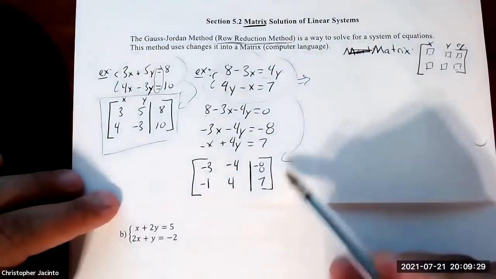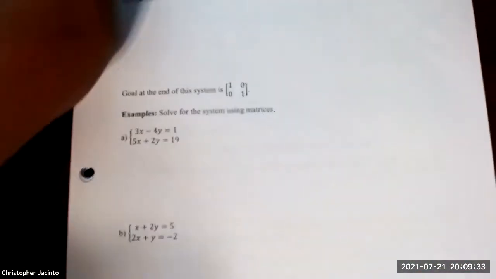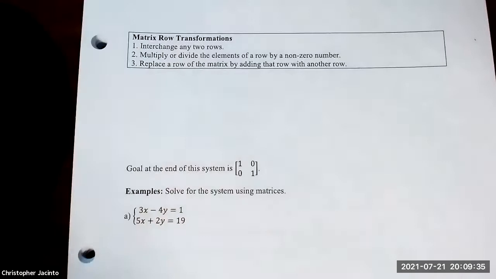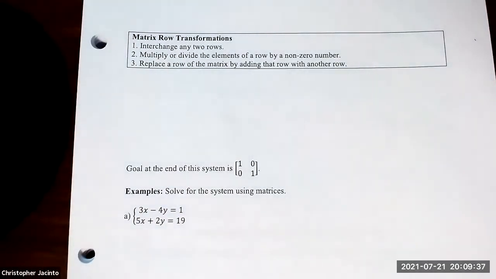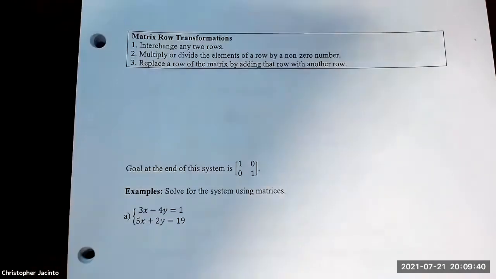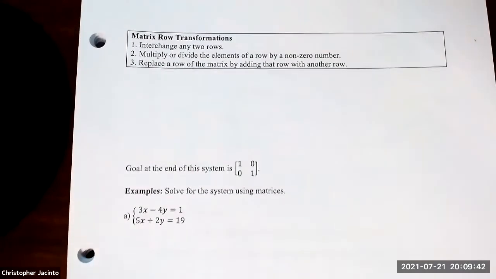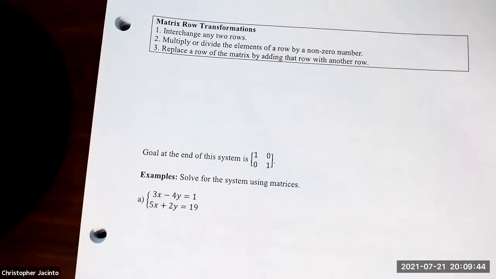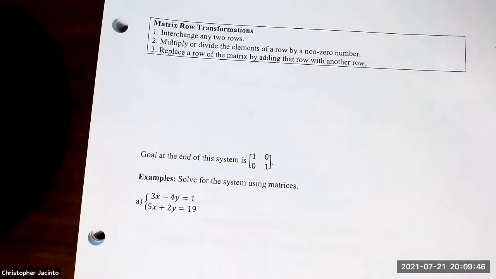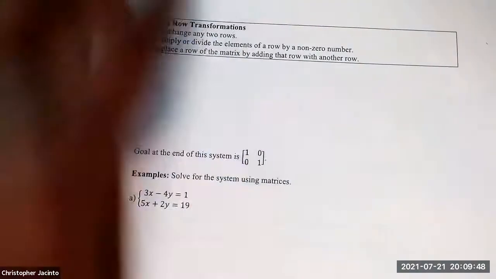Well, the same thing applies here. So that corresponds to something called the matrix row transformation rules. So there's 3 major things we could do with matrices. The first one is I can interchange any 2 rows I want. So I could just swap places. Okay? And I'll give an example of each one in a little bit.